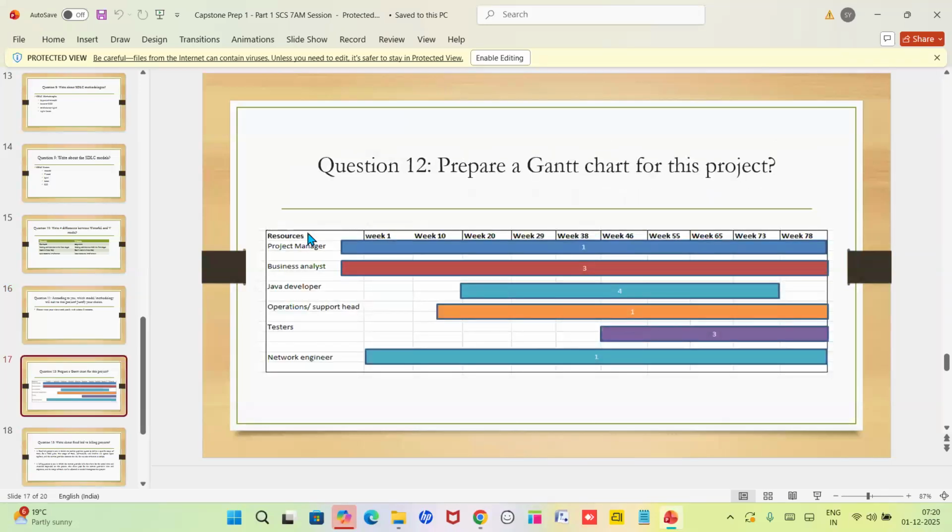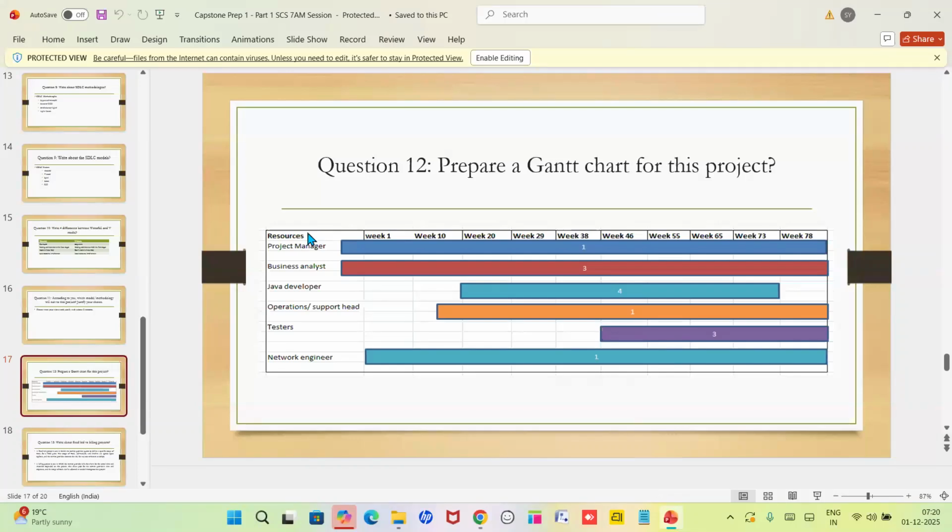And coming to the 12th question, it is about the Gantt chart. First, we need to know what a Gantt chart is. It is a graphical representation where we show the resources involved in the project, and how much timeline or duration they are involved in the project. This is the Gantt chart based on my case study. For every case study you get, the Gantt chart will be different.